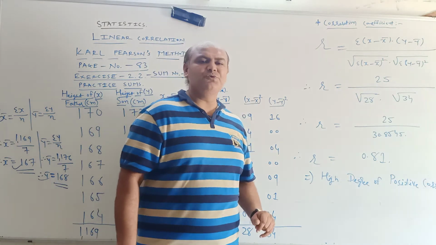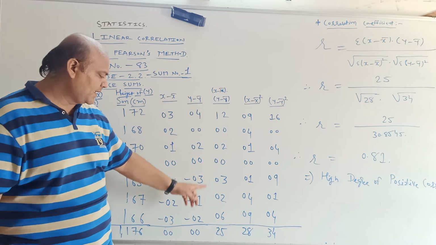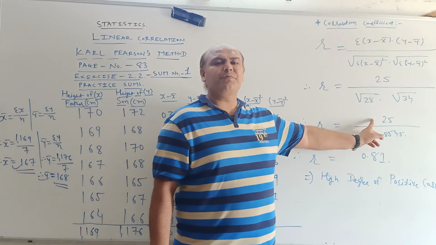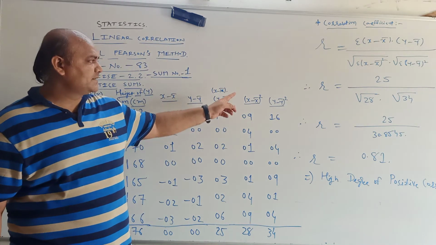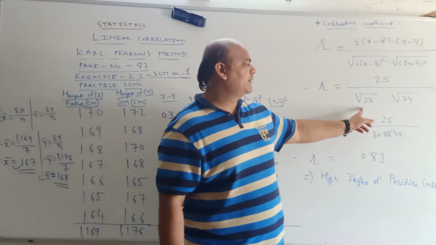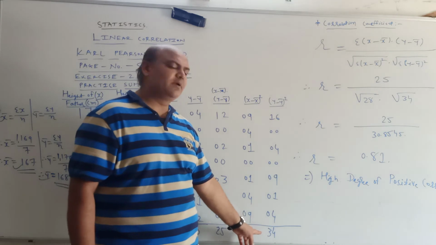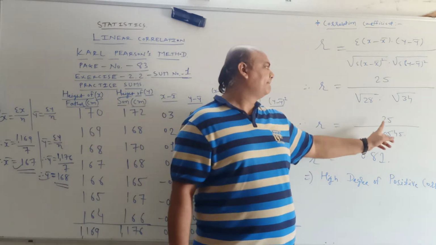Now we put the values into the formula. Sigma x minus x bar into y minus y bar is 25. Here in the numerator position we write 25 upon under root sigma x minus x bar square. Sigma x minus x bar square is 28, under root 28. Sigma y minus y bar square is 34, into under root 34.